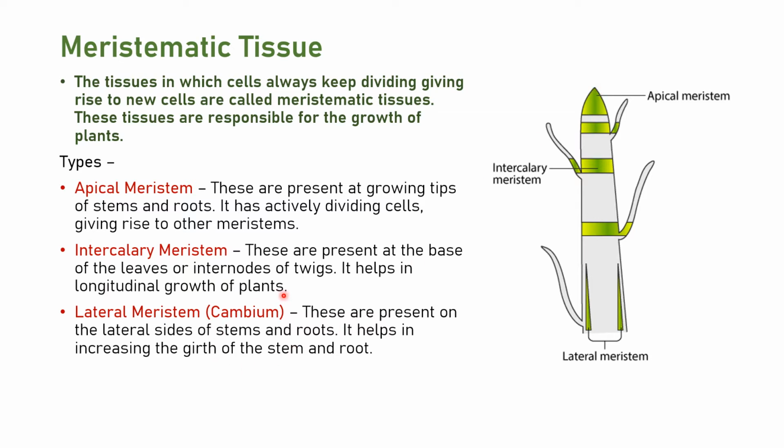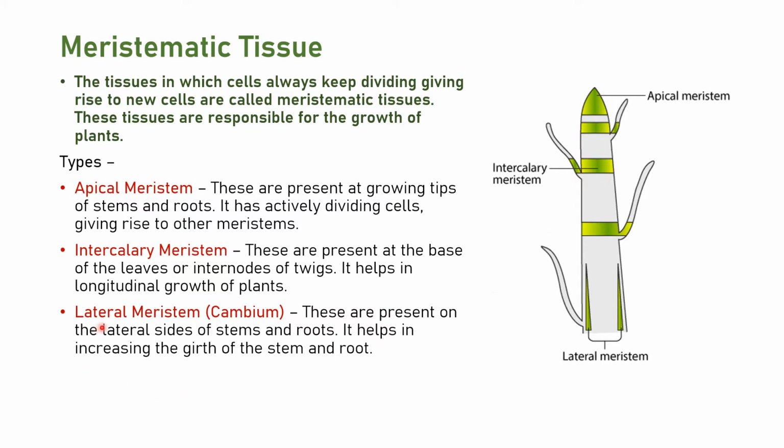Now, what about intercalary meristem? As you can see here, intercalary meristem is present at the node, responsible for the growth of leaves, for the growth of new buds, for the growth of branches, right? So these are present at the base of the leaves, or what we call the internode of twigs. So it helps in longitudinal growth of plants.